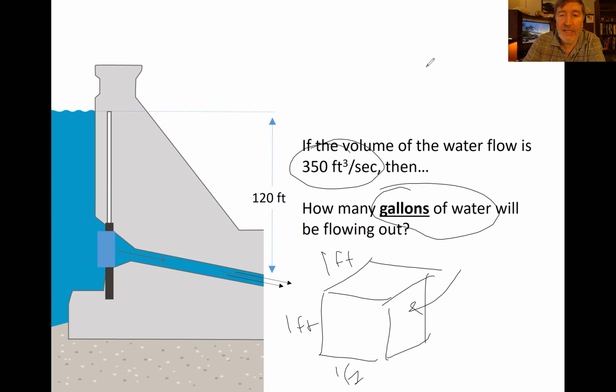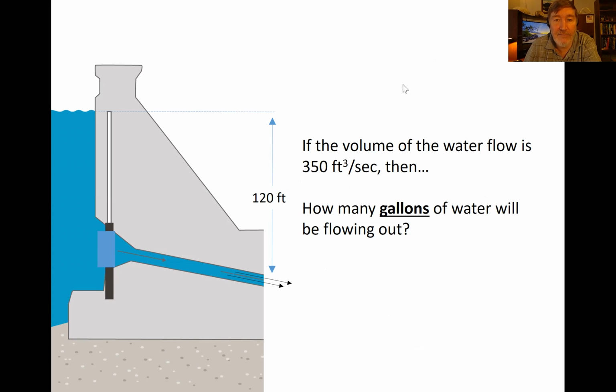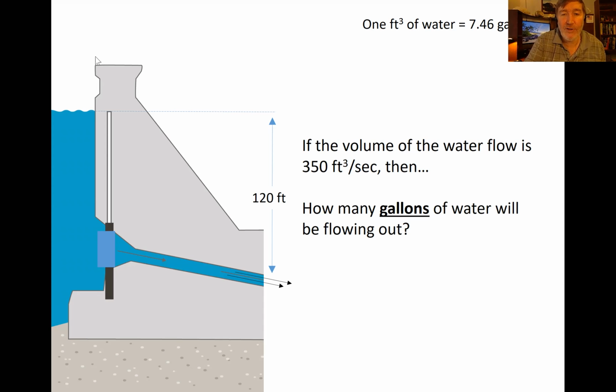I need to know how many gallons that corresponds to. It turns out that it's equal to 7.46 gallons. That is something you don't need to memorize, because on the test or in the homework, if you ever need it, that's a conversion factor I would give to you. Up at the top there, you may not be able to see, 1 cubic foot of water is 7.46 gallons. So then we can just calculate what that is. That's just a conversion problem.